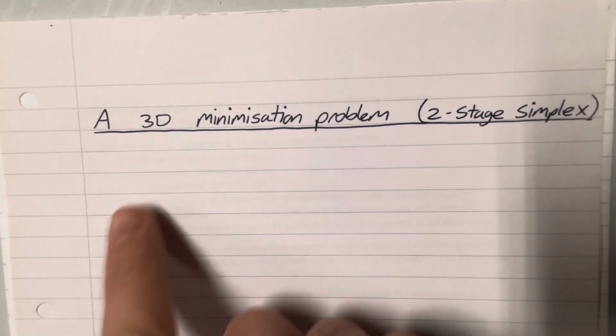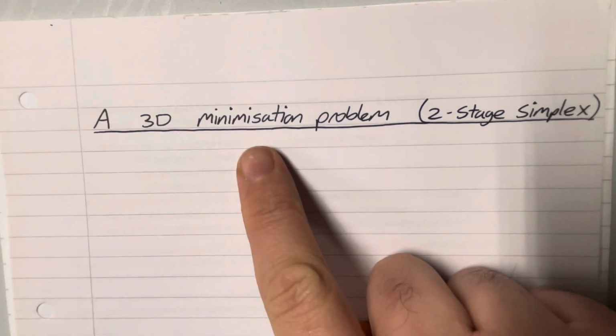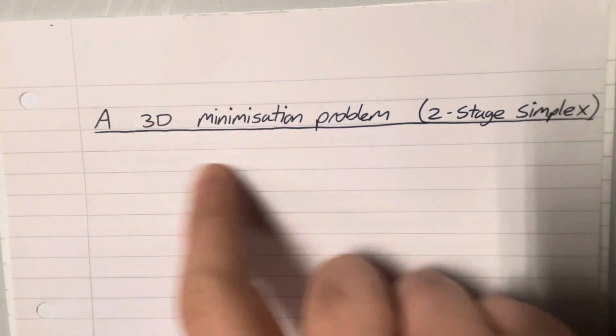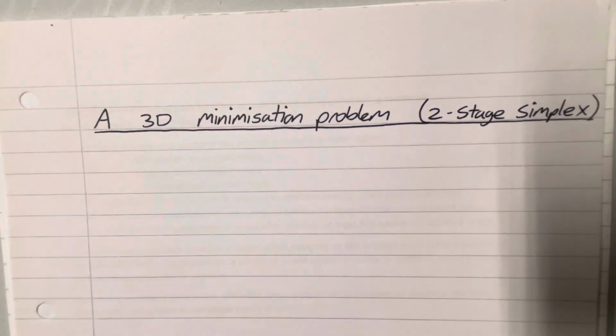Okay, and we reach our final video in two-stage Simplex. This is a three-dimensional minimization problem. Because it's 3D, we cannot have a graphical solution to this, or at least not one I'm going to draw on paper for you. And it's a minimization problem, so we'll just look at briefly how that affects our procedures. And it is two-stage Simplex.